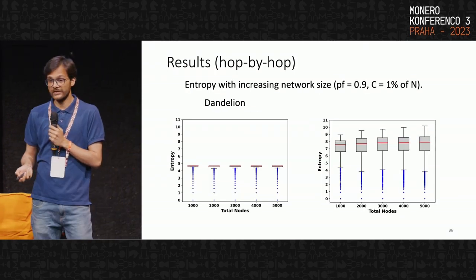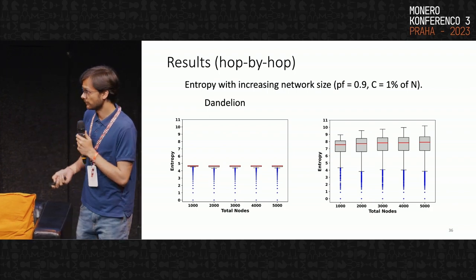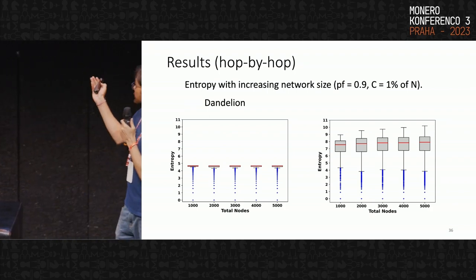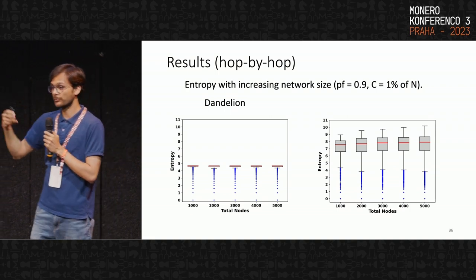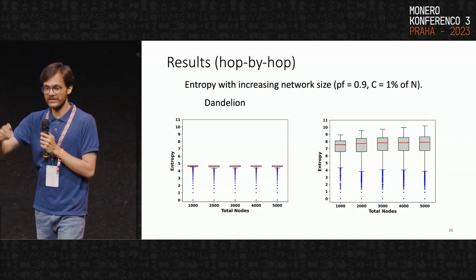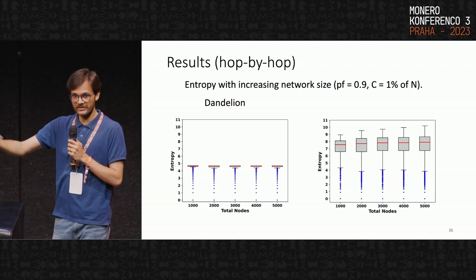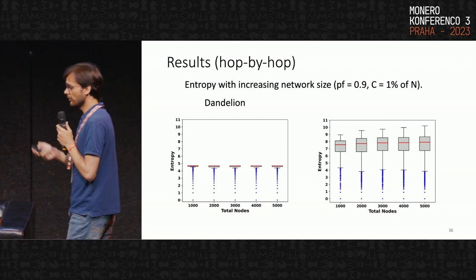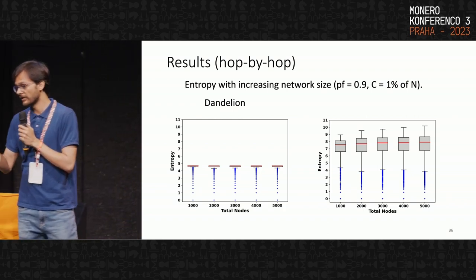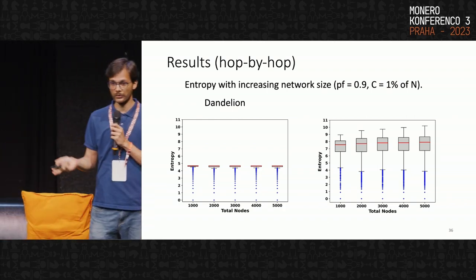And this is one of the results that we observed. In this case, we keep two parameters constant. That is the forwarding probability, which we keep at 0.9. That means at every hop, there is a 90% chance that it will continue in the stem phase and a 10% chance that it will diffuse in the network. And we also assume that 1% of the total nodes in the network are adversary nodes.